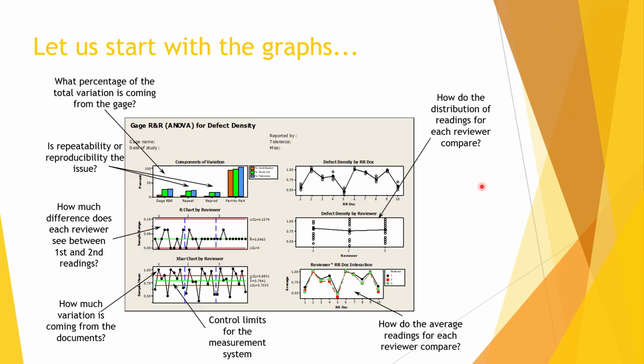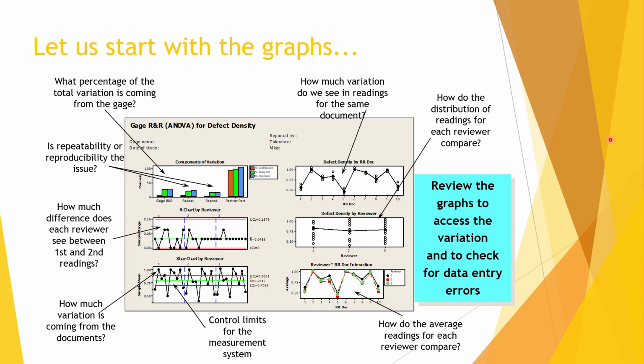How does the distribution of the readings for each reviewer compare? How much variation do we see in the readings for the same document? It's not 100% lining up, but it doesn't look that bad visually. Review the graphs to assess the variation and to check for data entry errors. I'm eyeballing these visuals, they're pretty small, but this doesn't really look that bad.